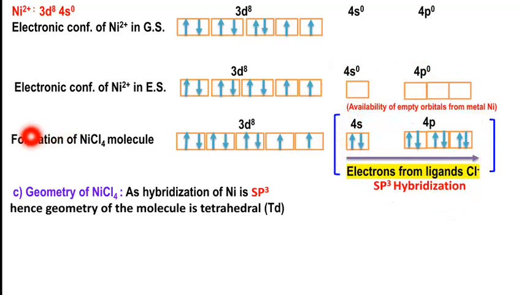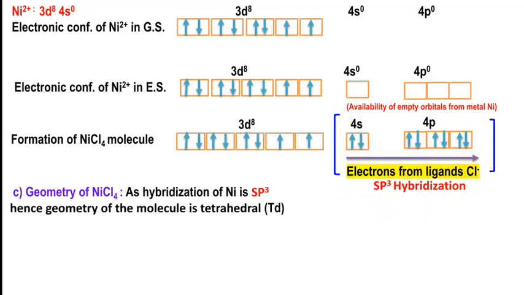So in the next step, that is the formation of the NiCl4 molecule, we can see that the 3d orbital is accommodated by the 8 electrons, and here we have filled the electrons that are donated by the chloro ligands. So 2 electrons from one chlorine, another chlorine, another chlorine, and another chlorine. In this way, 4 chlorines donated 8 electrons into the 4s and 4p orbitals. So basically you can see the hybridization of this complex. We have used the 4s orbital of the metal and the 4p orbitals of the metal, so the hybridization is sp3.